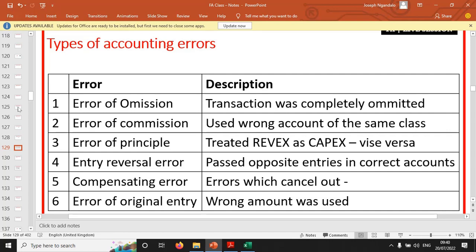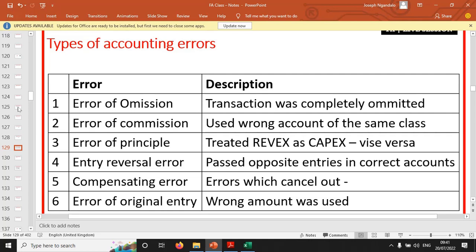Next, error of commission. It means that the wrong account of the same class was used. Did you hear what I said? The wrong account of the same class was used. For instance, if you're supposed to pay for your rent, you decide to take the bill to electricity. Both rent and electricity are expense accounts. But you'd have committed an error of commission.